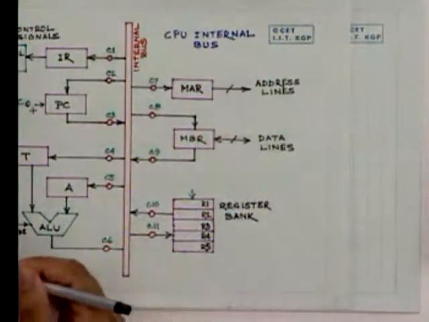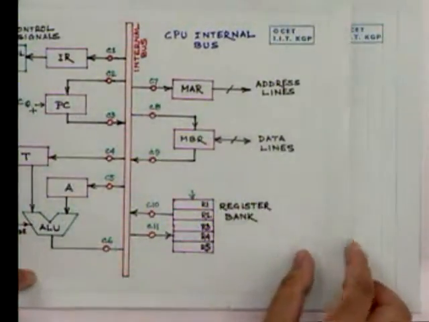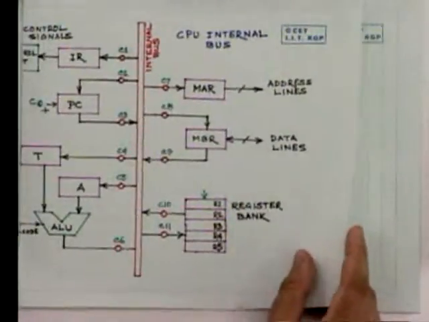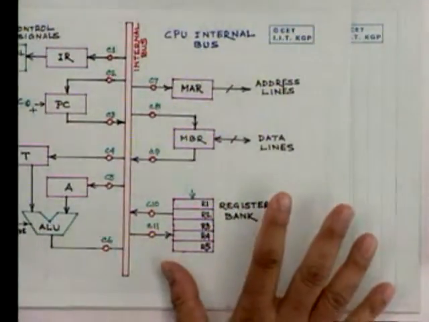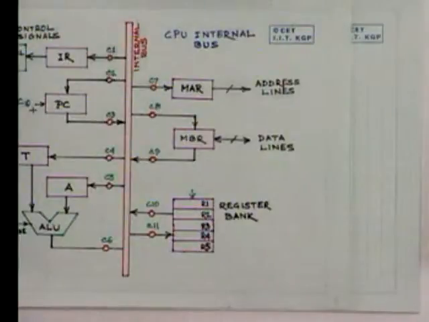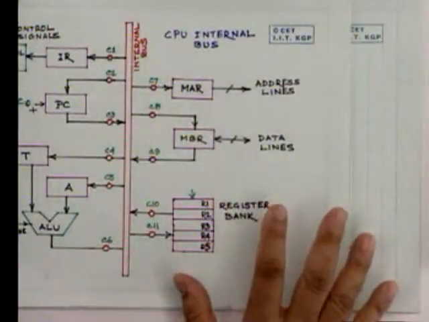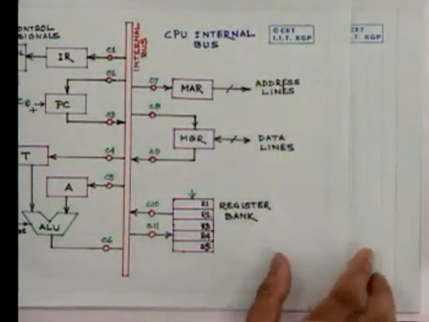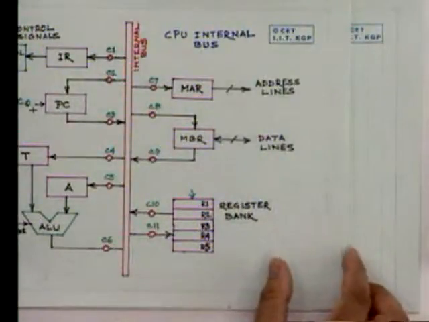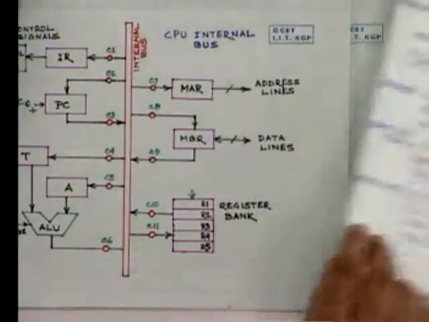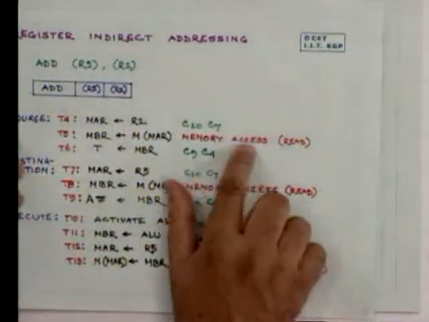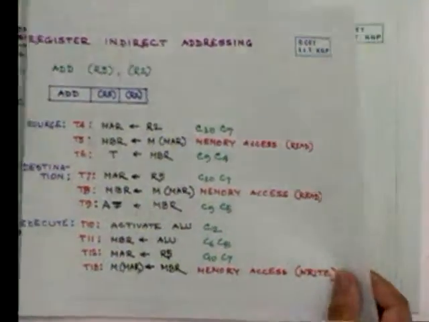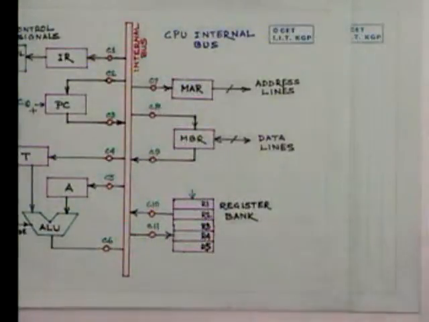Now, with this, let us see what should be the structure of the control unit, what should be the input and output of the control unit, and how the control unit should function. But before that, let us see, when we are talking about memory accesses, how exactly the memory accesses are carried out. Okay.